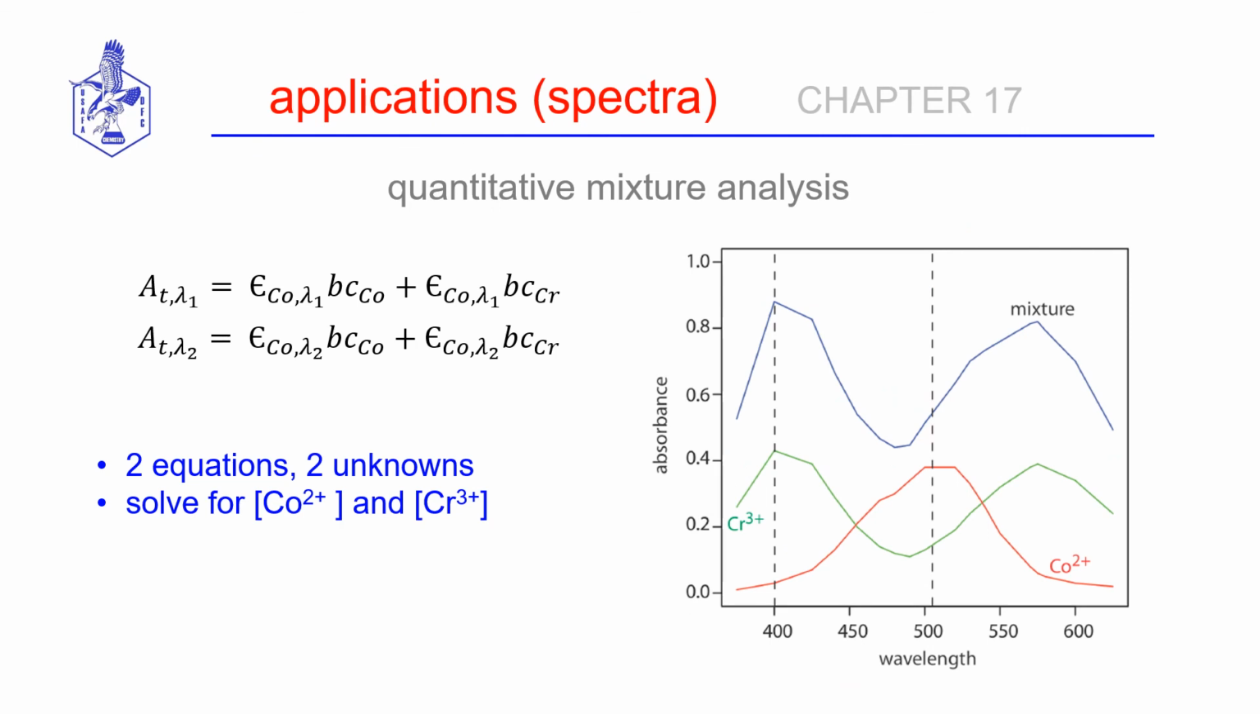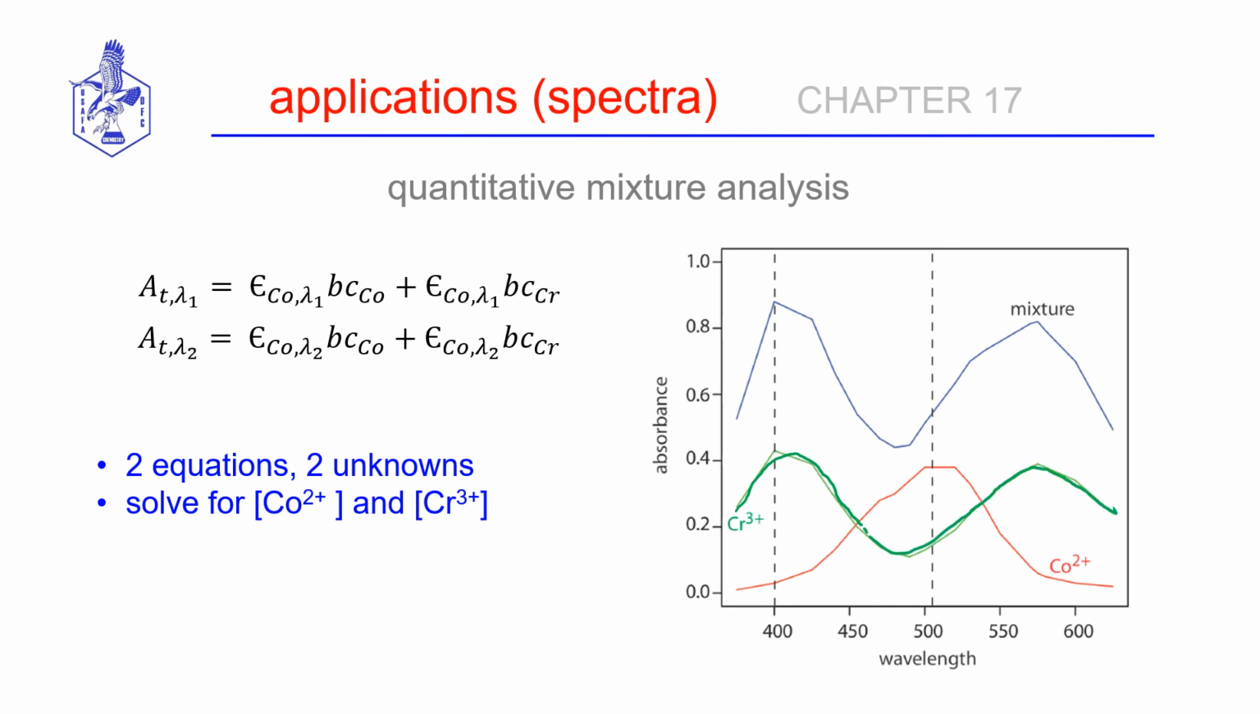A final application of UV-vis spectroscopy is for the analysis of a mixture of more than one species. What we are looking at here are, first of all, a solution of pure chromium, a known solution with a known concentration. You analyze that first.